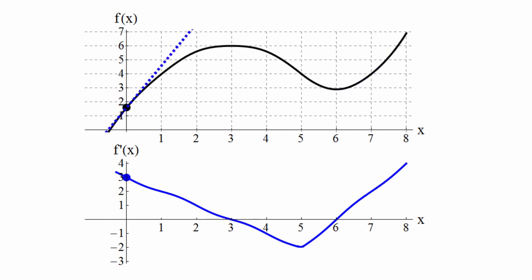So we're starting with the tangent line here at x equals 0, and that's given by this dotted blue line. And the slope of this line is 3. So that's telling us that f prime of 0 equals 3. And that's why down below on this graph, we have a point at 0, 3. It's at height 3.